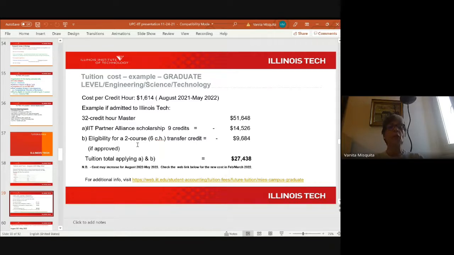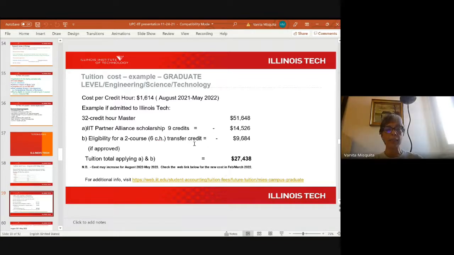In addition, you are eligible to waive up to 2 courses for transfer of credit. For example, if you decide to pursue a Master of Computer Science, and 2 of the elective courses in that master's at Illinois Tech are object-oriented design and C++. If you've completed those 2 courses in the first year of your master's at UPC, and if they're equivalent to 12 ECTS credits, because one US course of 3 credit hours is 6 ECTS credits. So 2 courses will be equivalent to 12 ECTS credits.